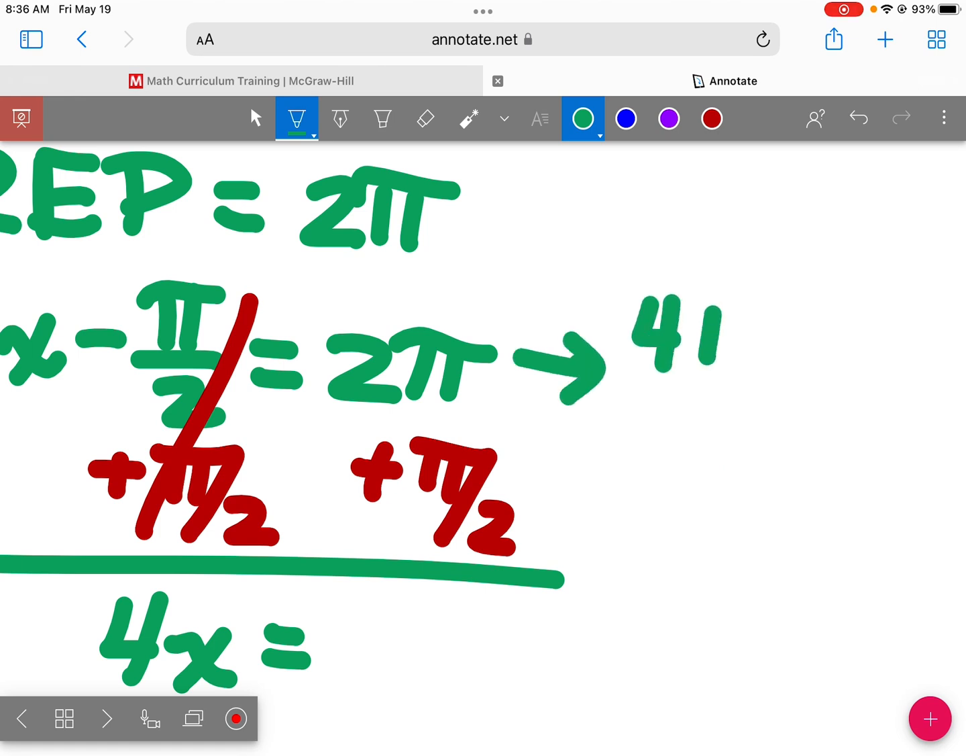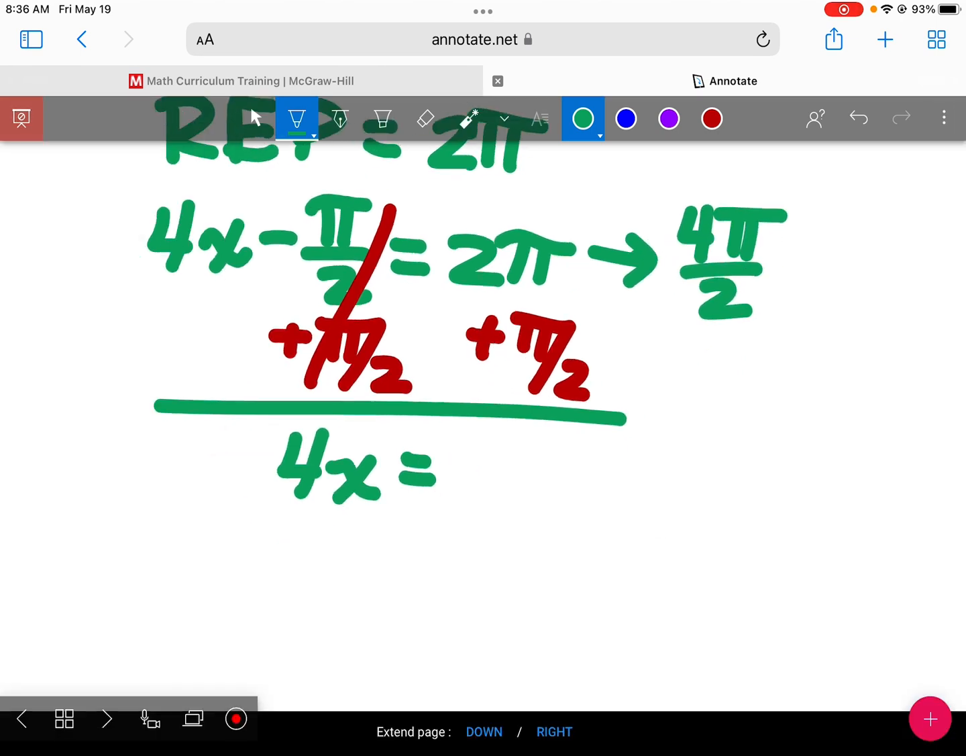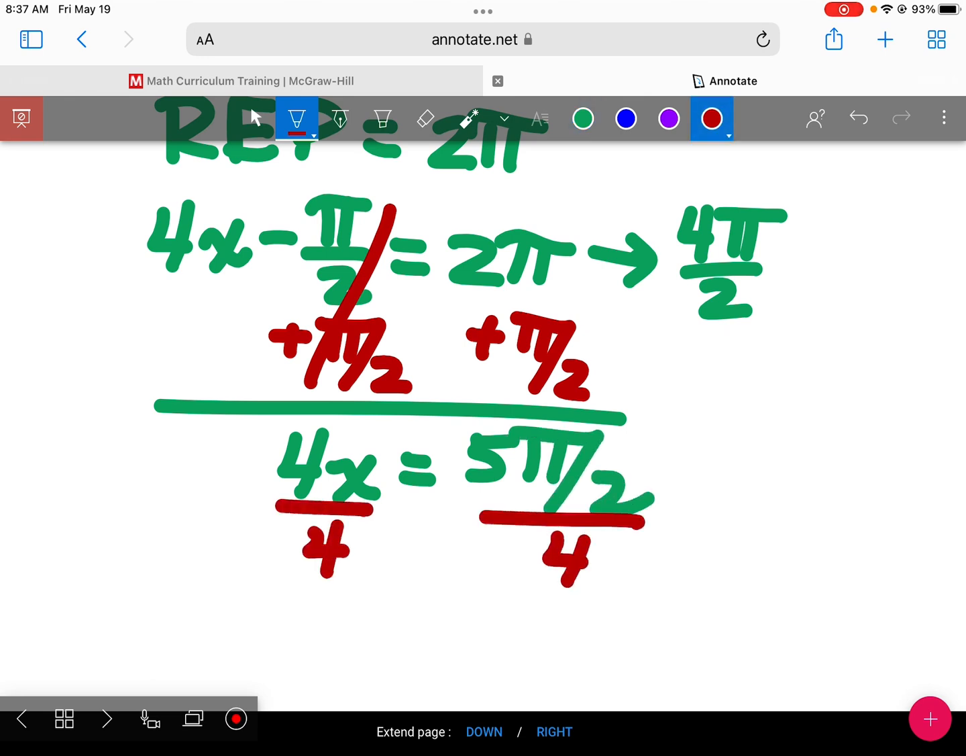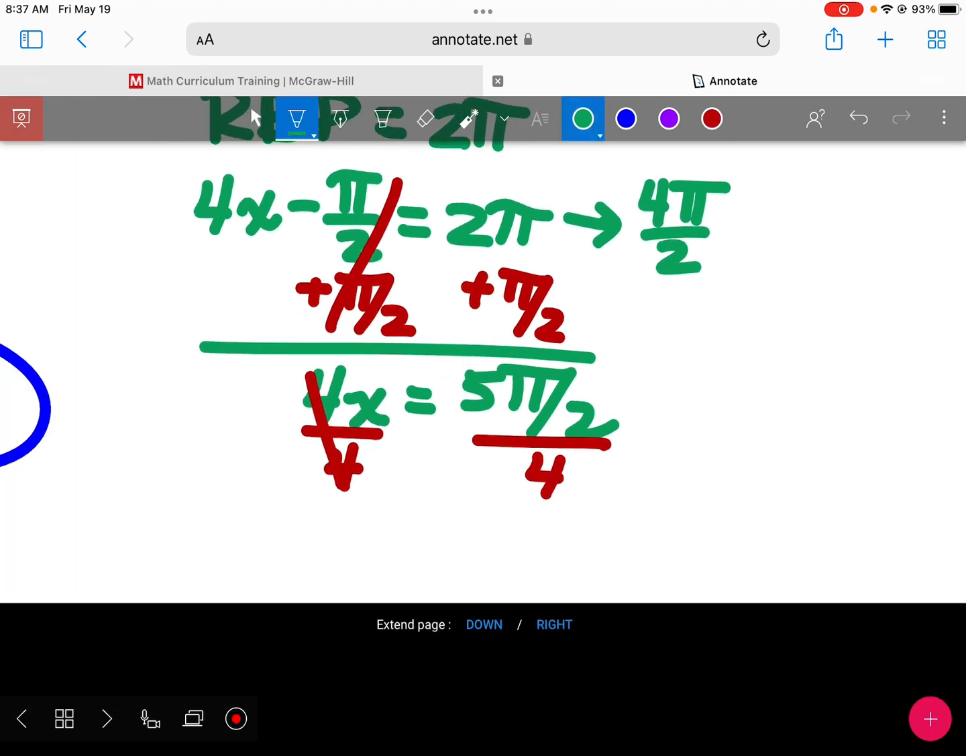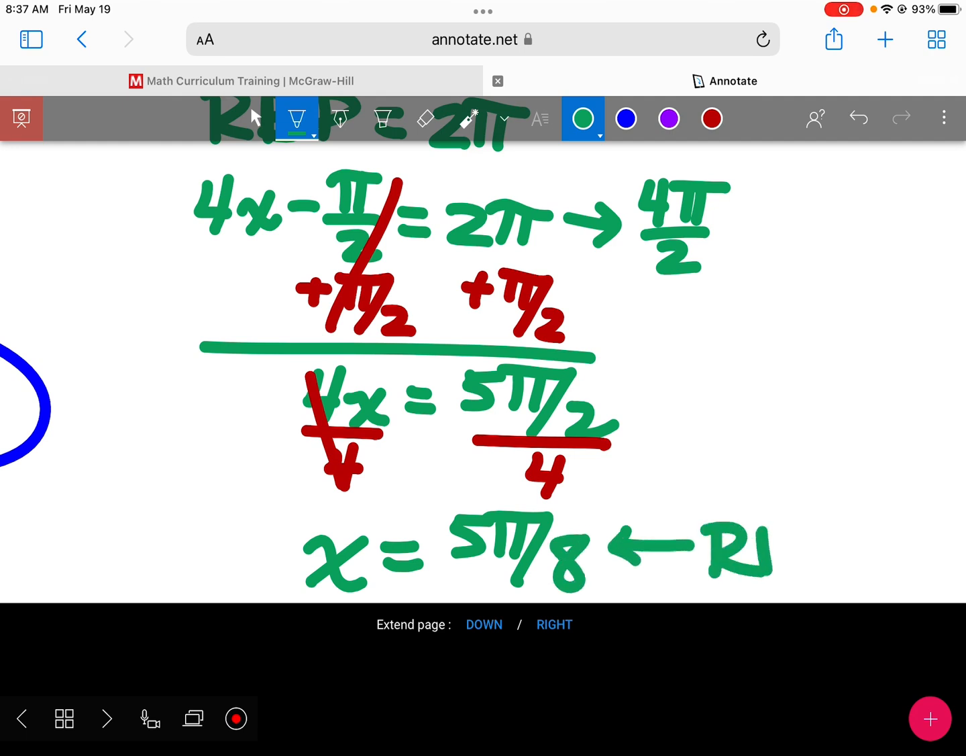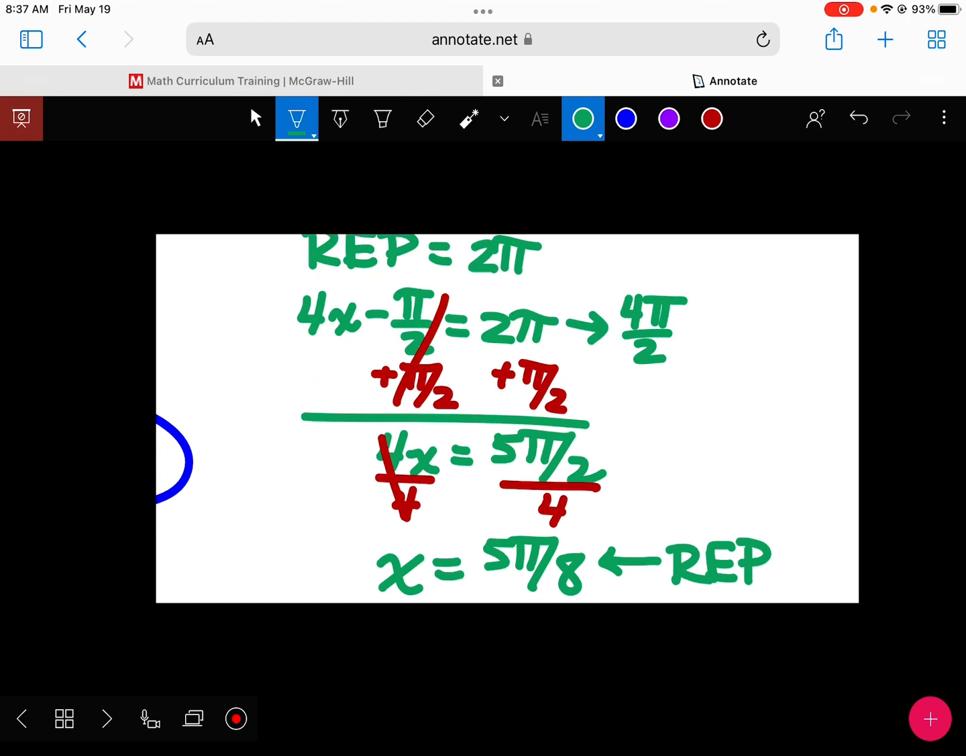Let's see, that would be 5 pi over 2. Yes, 5 pi over 2. And then we're going to divide that by 4. X is equal to 5 pi over 8. There's my right endpoint.